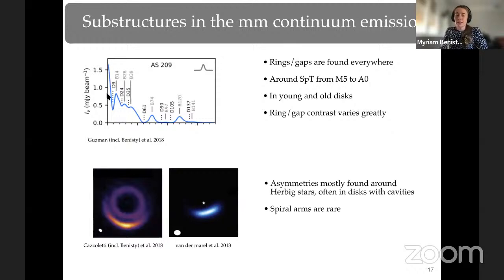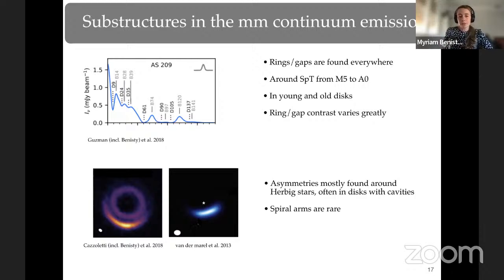What we found is that we have rings and gaps everywhere in terms of radii, and also everywhere in terms of the kind of objects that we see. Even in low mass objects, in stars that are less massive than our own sun, or in intermediate mass young stars, so more massive than the sun, we see the rings and the gaps. We see that they have different contrasts varying with radii, and there's no clear trend that is found in terms of these properties.